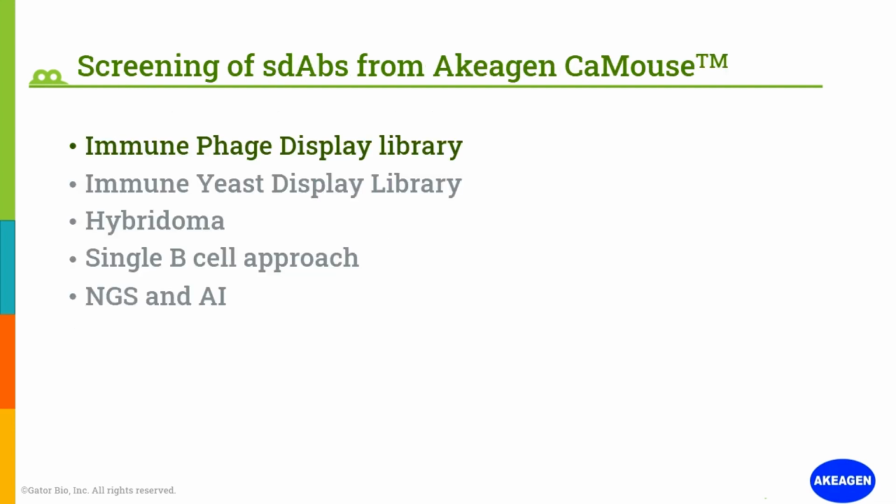So after immunization, in our company, we can generate immune phage display libraries. We also have the yeast display library technology set up in the company. And right now, we also have partners who use hybridoma. They generate hundreds of hybridomas after one antibody campaign. And we're also developing a single B cell approach combined with NGS, and we can generate leads for the target.